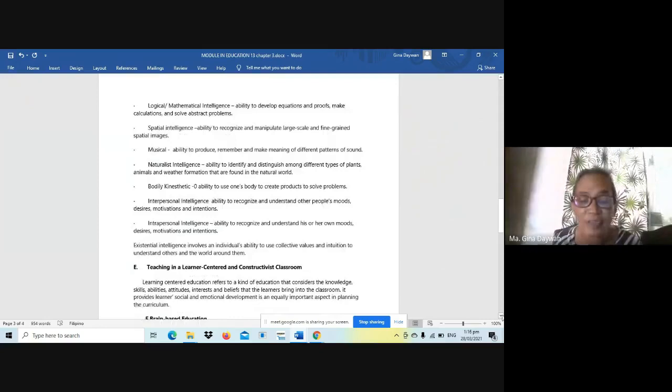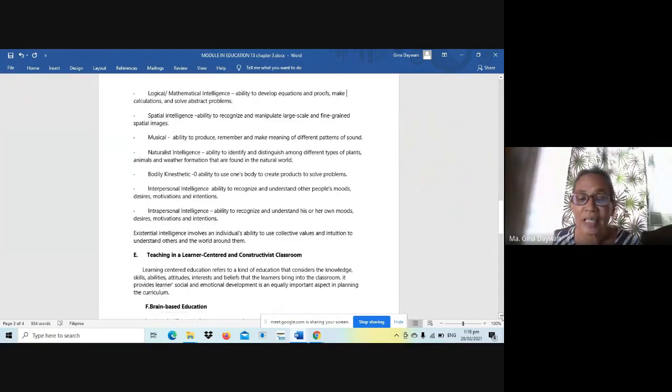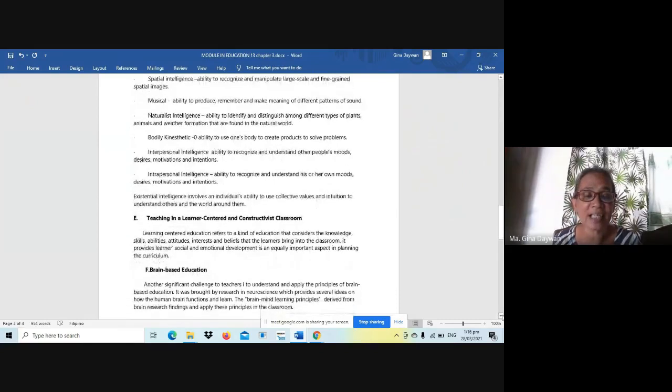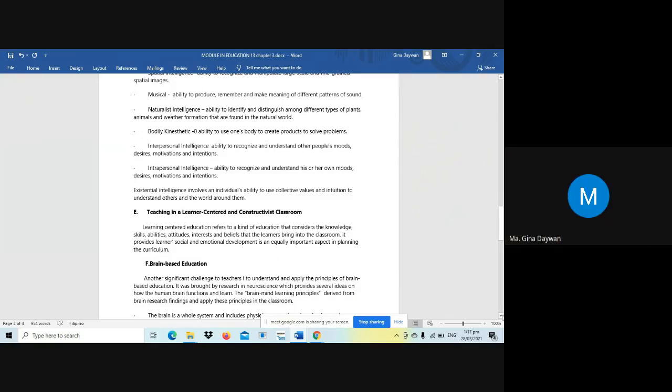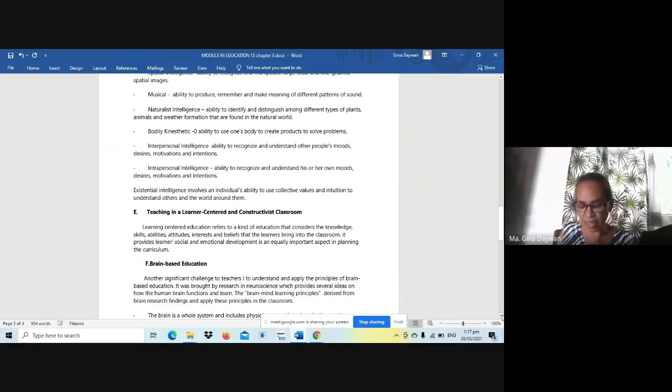Right. Learning-centered education refers to a kind of education that considers the knowledge, skills, abilities, attitudes, interests, and beliefs that the learners bring into the classroom. It provides learners social and emotional development, which is an equally important aspect in planning the curriculum. Right. Now, constructivism is a theory of learning that explains that knowledge is constructed based on the prior knowledge and experiences of the learner. No?